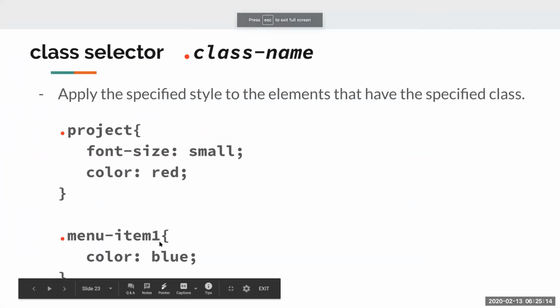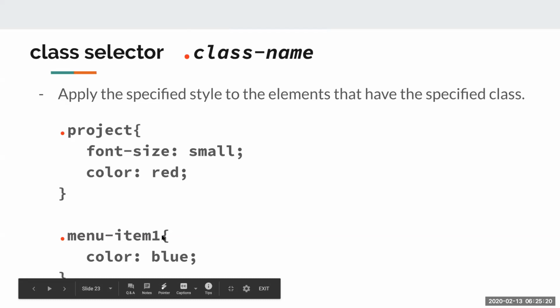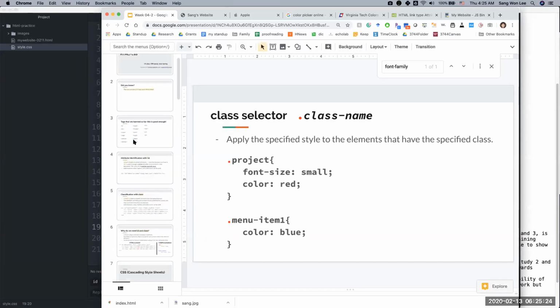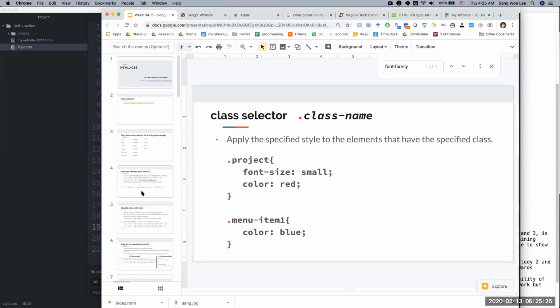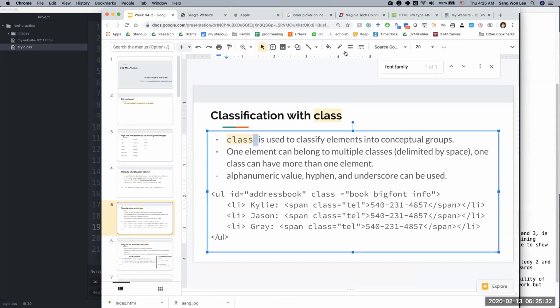Next thing is class selector. Again, class is something that we learned, and class was about classifying elements. Class is used to classify elements into a conceptual group. One element can belong to multiple classes. One class can have more than one element. So let's try that.